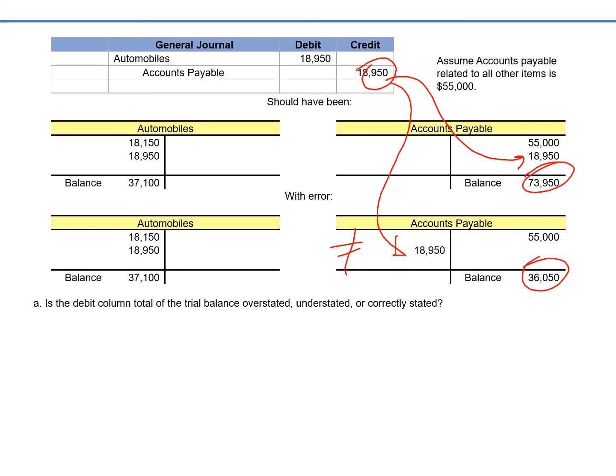And so here's their questions. Is the debit column of our trial balance overstated, understated, or correctly stated? Well, here's the debit side of our trial balance, right? Related to this transaction. Nothing's changed. That one's correct.